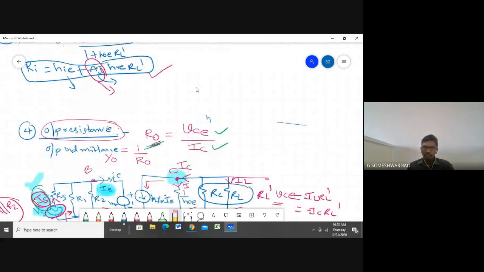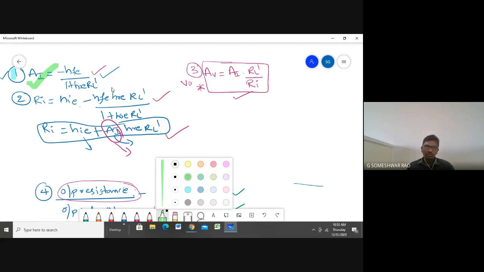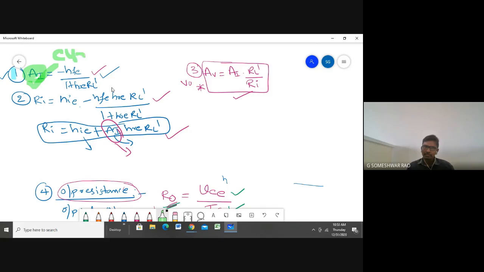Last class we have seen output resistance. Before going to output resistance, let us have a look at AI, that is nothing but the current gain. The current gain is minus HFE by 1 plus HOE into RL dash. When Ri is the input resistance, Ri is equal to HIE plus AI into HRE into RL dash, where RL dash is equal to RC in parallel to RL.